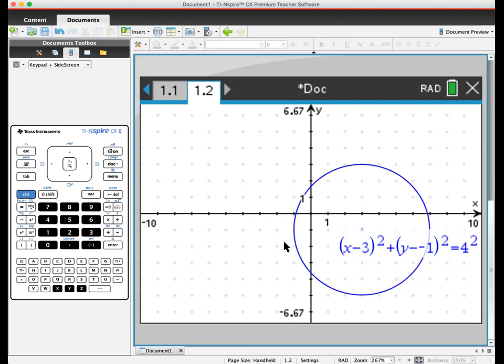So let's go ahead. I'm going to go back to the notes so that we can sketch our circle. So bear with me for a second while I go back to the iPad.